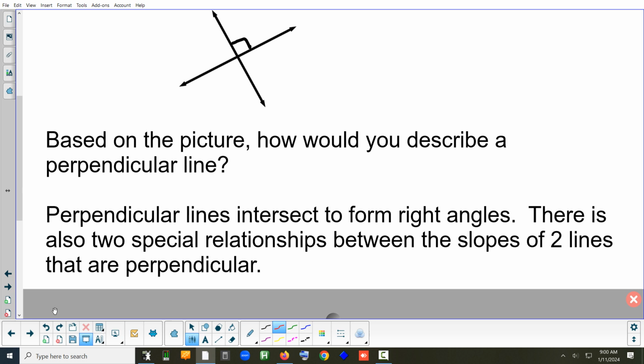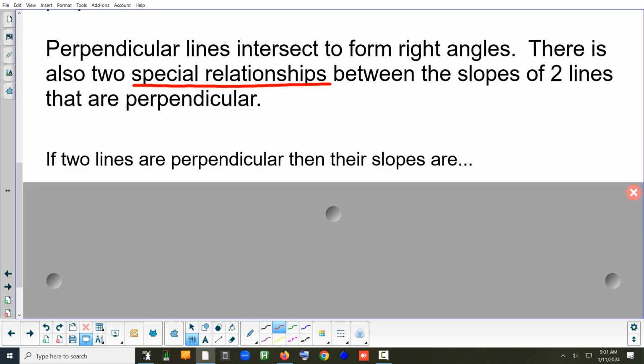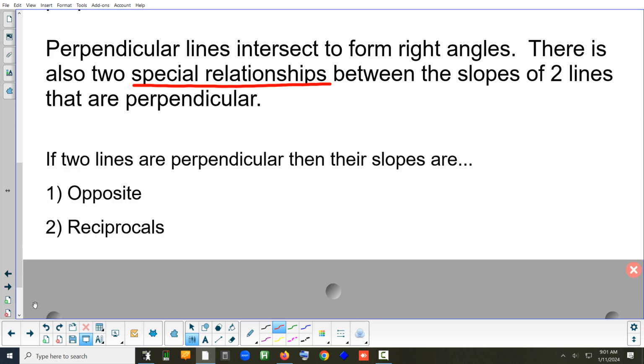So when you take geometry, you'll study more about angles and that kind of stuff. So what we just figured out is there is a special relationship between perpendicular lines. The slopes are flipped and they're the opposite. And that's what we're going to put down in our notes. So where it says if 2 lines are perpendicular, then their slopes are, you have 2 blanks on your guided notes. On line 1, put opposite. And on line 2, put reciprocal.